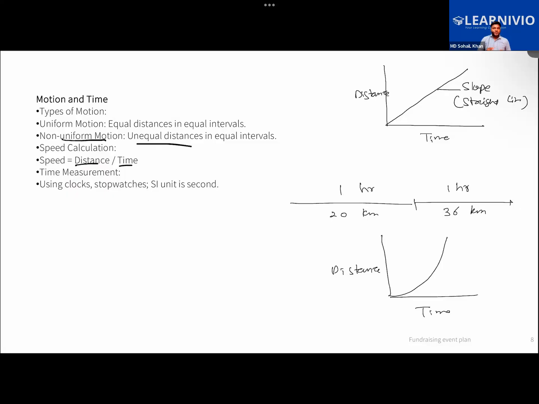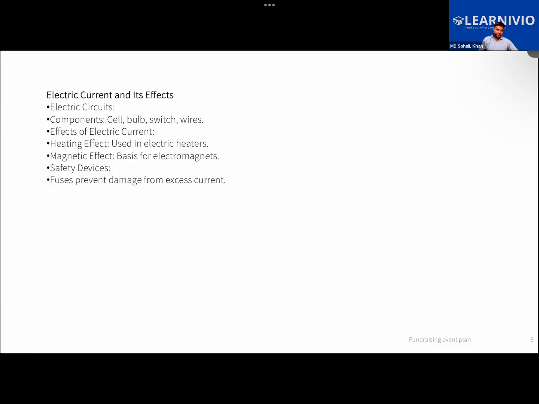Earlier it was done by some traditional tools like water clocks and sundials. So we have got different types of clocks, like digital clocks and analog clocks. We have learned about that. Then we learned about the SI unit of time, that is second. We learned about the conversion of time from one unit to another also. So these things we have discussed in this chapter, motion and time.